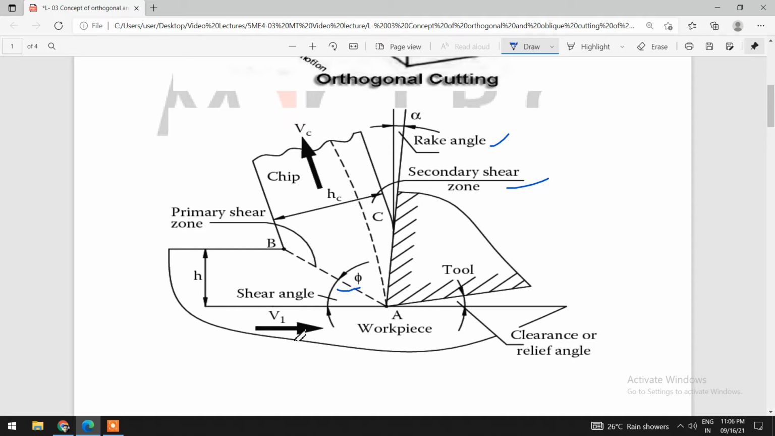This is the velocity of the workpiece and the tool, and h is the height of this portion, a to b, and this is the distance of the workpiece to the tool. You can see from the figure this is the clearance or relief angle between the tool and the workpiece. So these are the individual portions where you can easily observe the angles, the primary zones, and chip formation in this figure.